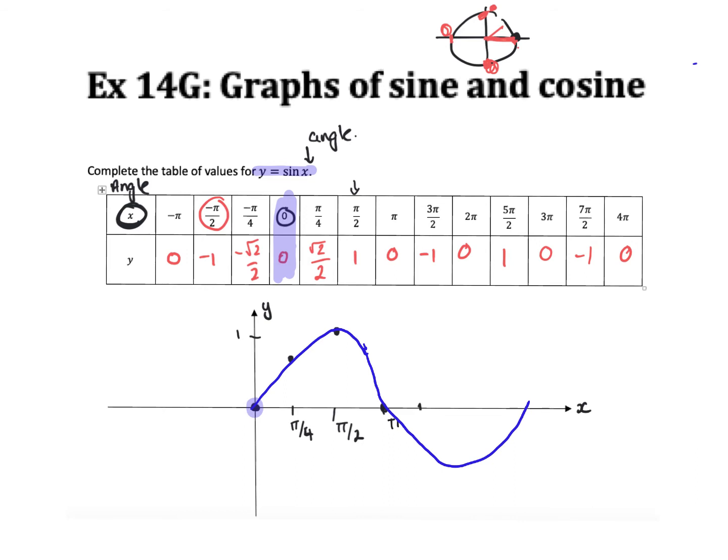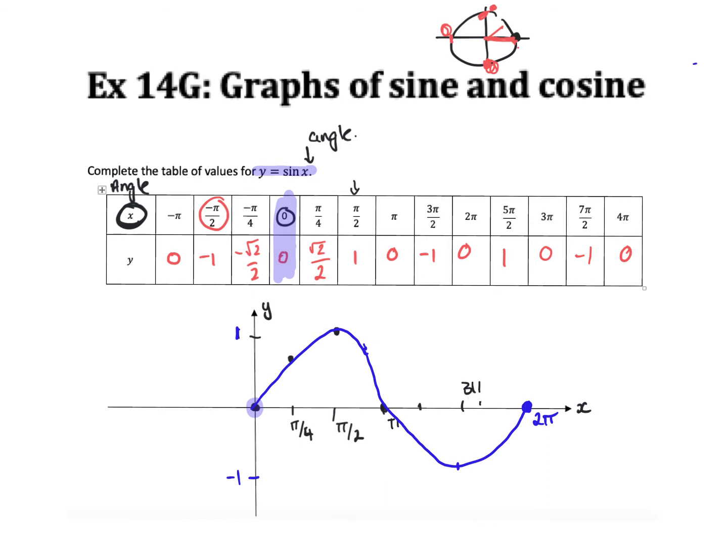And you can see we're back at 0. This would be 2 pi. And you can see we're down at -1. So up here was +1. And we're down at -1 at 3 pi on 2.